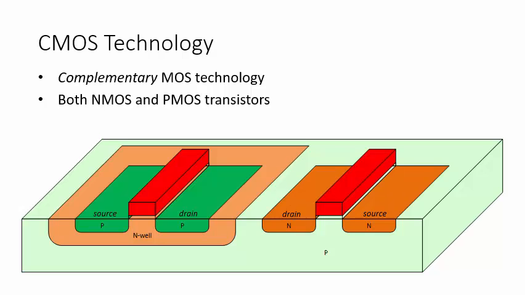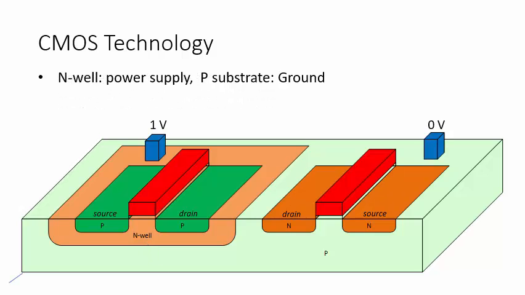Both NMOS and PMOS transistors are fabricated on the same silicon chip. The PMOS transistor is made inside an N-type silicon region called an N-well. The P-type substrate is held at the ground voltage, 0 volts, whereas the N-well is held at the supply voltage, 1 volt in this example. This PN junction is a reverse-biased diode, so no current flows from this N region to this P region in spite of the voltage difference. The N-well is effectively isolated from the P-type substrate.